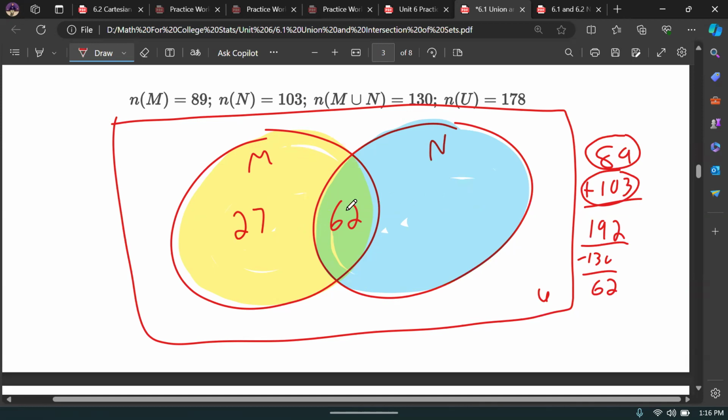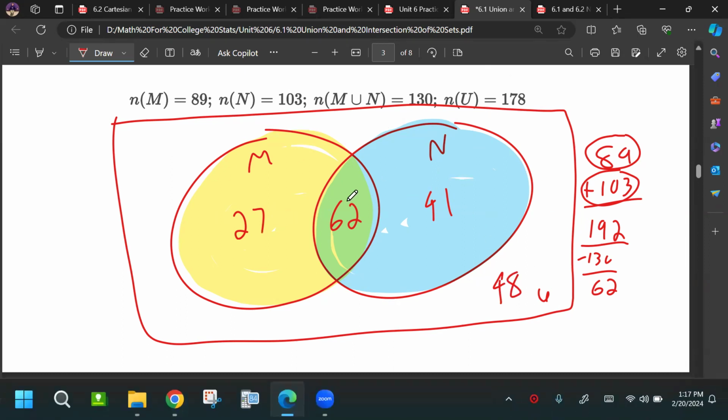And for N, remember, we have a total of 103, which leaves this one as 41, because 41 plus 62 is 103. And now if we do all the quick math here, you'll notice that M totals up to 89, N totals up to 103, and all together, these three combined add up to 130. Now remember, the universal set has to have 178 in total. So where's that extra 58 supposed to be? Or is it 48? Sorry. That extra 48 is sitting out here chilling, right? So now we've added up all four numbers, we get the whole thing of 178 in total.